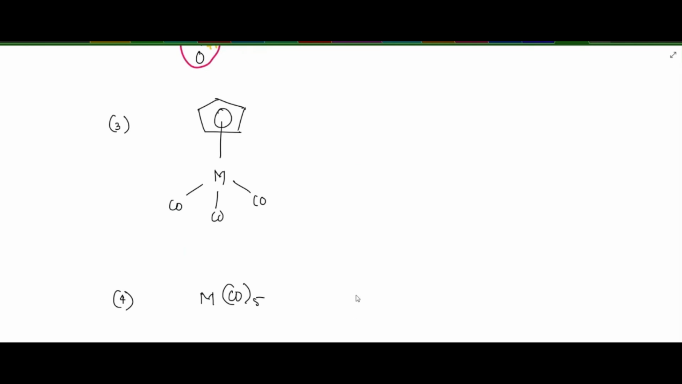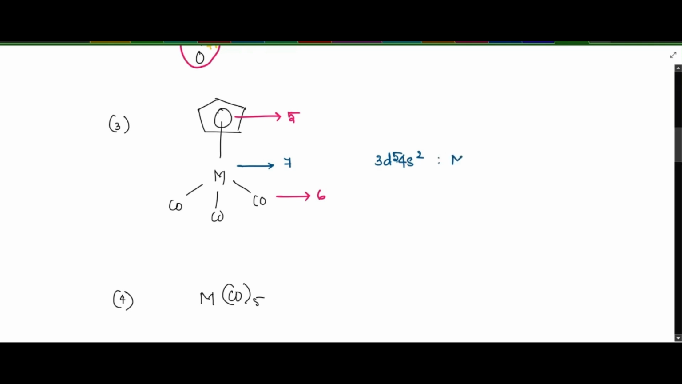You know the charge and contribution of cyclopentadienyl. Carbonyl is a neutral ligand, which means its formal charge is 0, and carbonyl always contributes 2. So cyclopentadienyl contributes 5. For 3 carbonyls, 3 into 2 contributes 6. So the metal should contribute 7, which is 3d5 4s2. That is manganese.